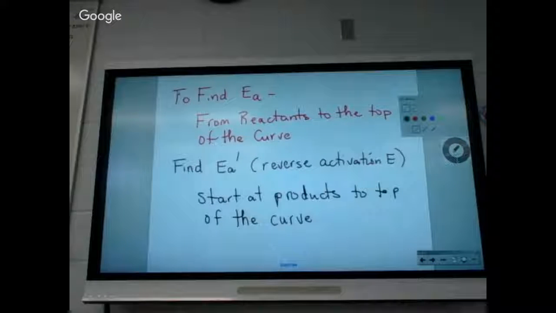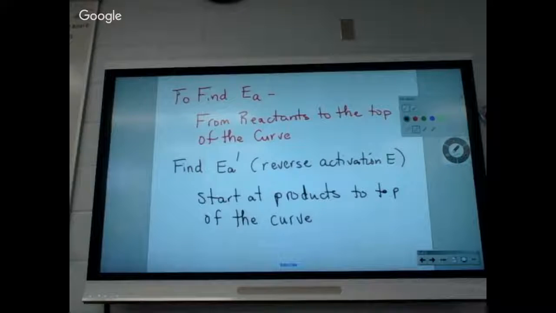What does reverse EA mean? Reverse activation energy just means the activation energy to start from the reverse side of the reaction. Still the minimum energy to start the reaction, it's just the reverse. It's the exact same thing. It's just the reverse reaction.